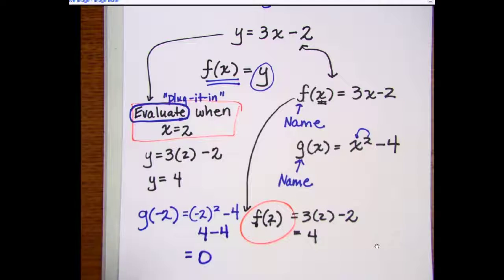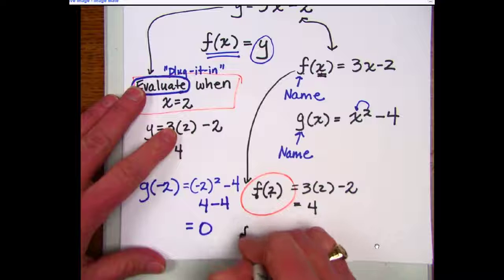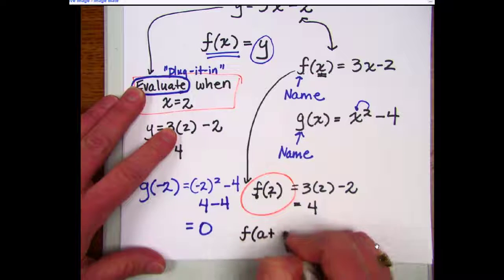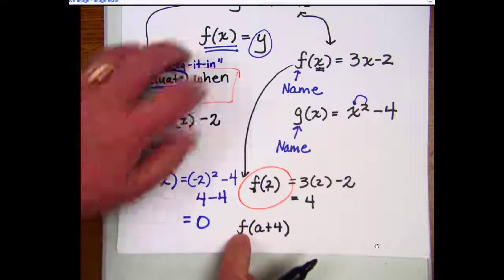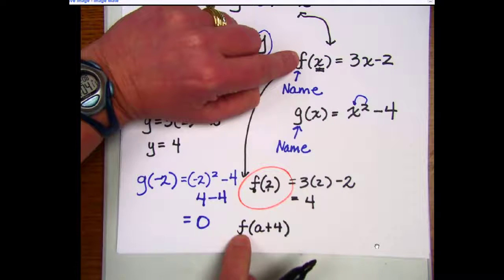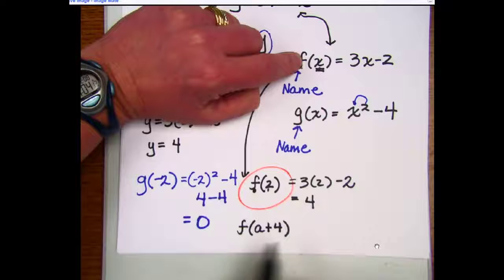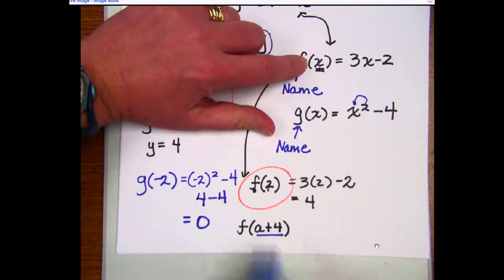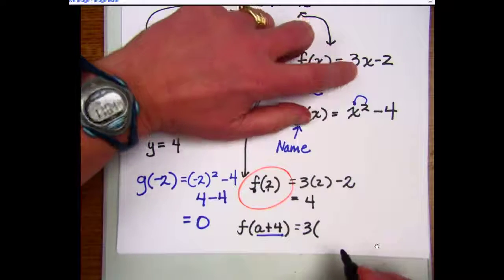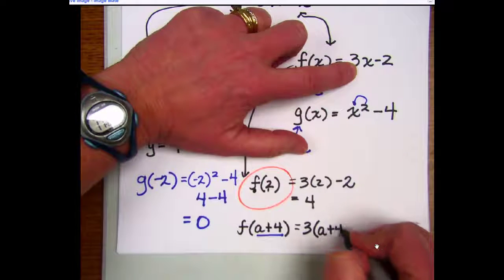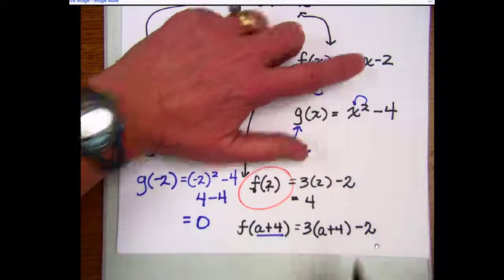Okay? And now they can get a little trickier. So I might say f of a plus 4. All right? But don't overcomplicate it. This still means go to my f function. Wherever I have my variable, I'm sticking in this whole thing, a plus 4. So I would still have my 3. In place of x, I would put a plus 4, and I'd still have my -2.